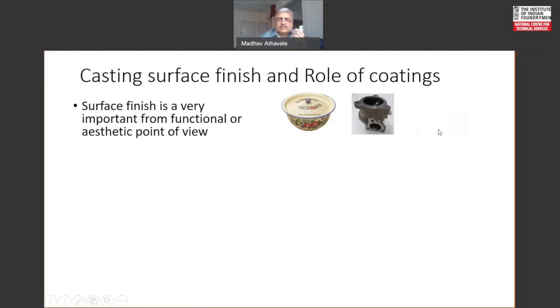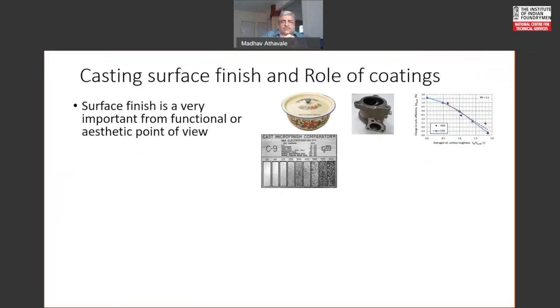The other example that we saw last time was about turbocharger housing, and we saw that as the average surface roughness increases, the efficiency of the turbocharger drops by as much as 4%. That is because the Reynolds number is affected by the roughness. Then we looked at the surface comparators, which many of you will be familiar with. These are visual comparisons which correspond to a particular RMS value and can be used for checking the surface roughness of the casting in a given area.